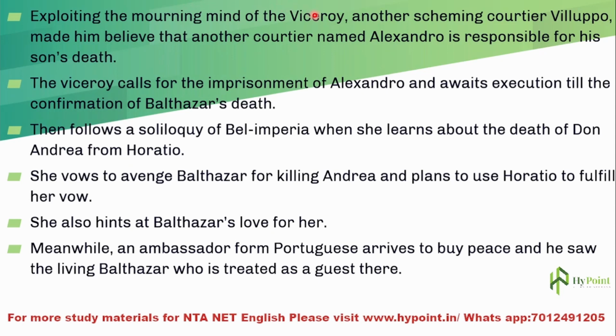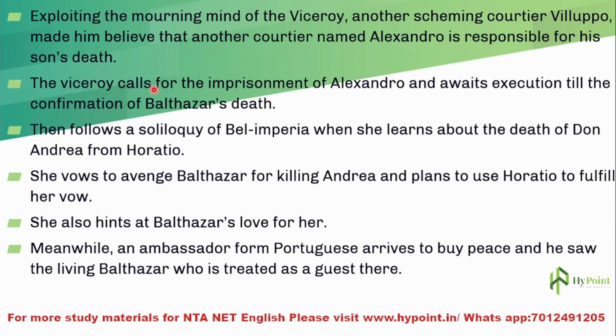So, the Viceroy of Portugal is mourning, he is in grief because he felt that his son Balthasar was killed during the war, because he doesn't know anything related. He has no news about his son. But there are some courtiers there, and one of the scheming courtiers, Viluppo, used this particular mental state of the Viceroy, and made him believe that another courtier named Alexandro is the responsible person for the death of the Viceroy's son Balthasar. So he exploited the mourning mind of the Viceroy in order to make him believe that another courtier, Alexandro, is responsible for his son's death. Okay.